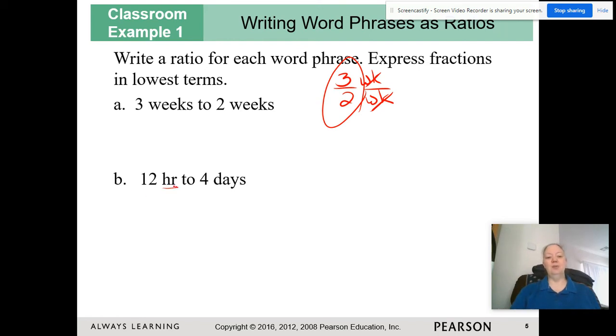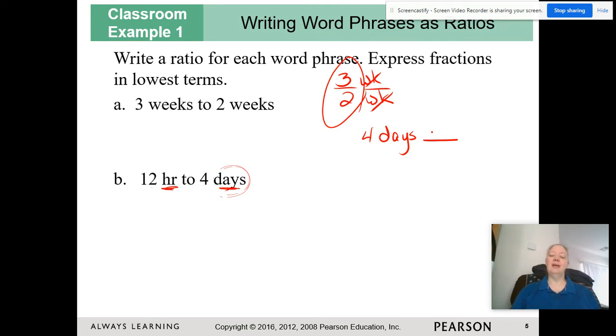Now, be careful here because this is hours and this is days. We have to make sure that we have the same unit. The units have to match, okay? So usually what we do is we take the bigger unit and convert it to the smaller unit. That's usually the easiest way to do it. So if we have 4 days, I'm going to show you a method called unit analysis. You may have gotten this in a science class.